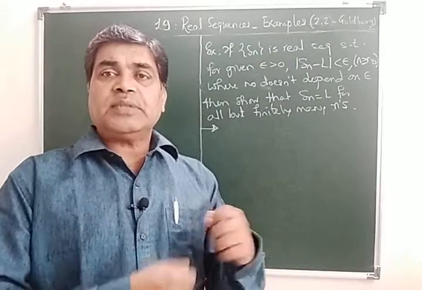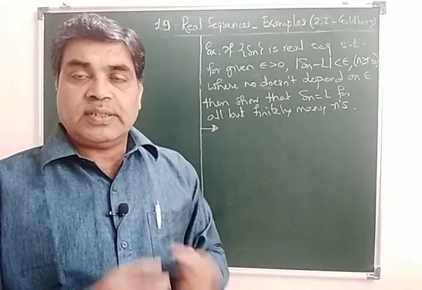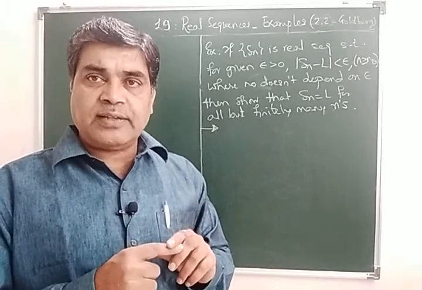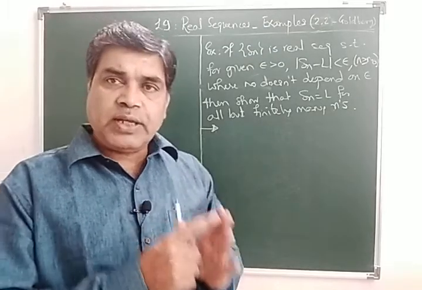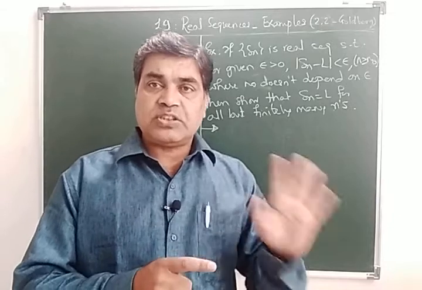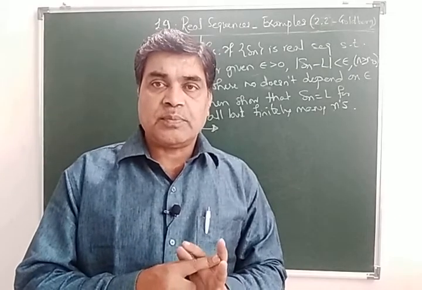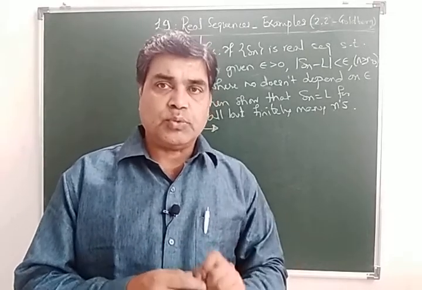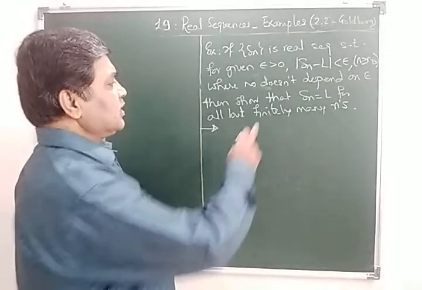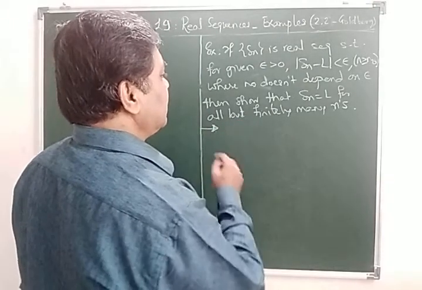Only up to the 1 lakh term there may be variation, but there must exist some n naught such that Sn takes the same value L after some fixed n naught. That we have to show. On the contrary, suppose Sn is not equal to L for infinitely many n's.